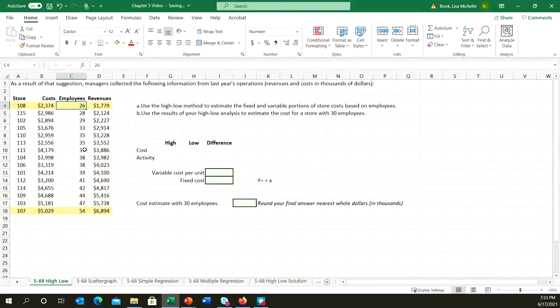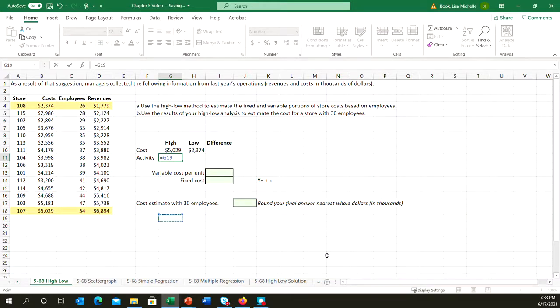26 employees and the corresponding cost is 2,374. The highest activity doesn't necessarily correspond to the highest cost, which can occur. But we want to pick that highest data point, and that's 54 employees, and its corresponding cost is 5,029. So if I list this information here, again, my high cost is going to be 5,029. Really, that's 5,029,000. And my low cost is going to be 2,374. Again, high activity is going to be 54 employees, and low activity is going to be 26 employees.